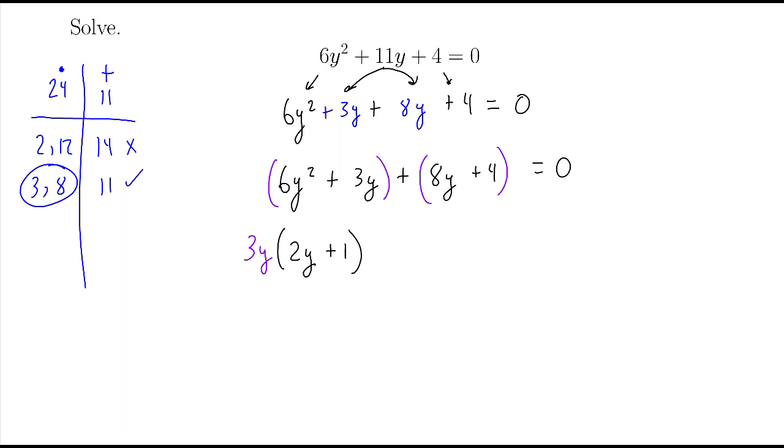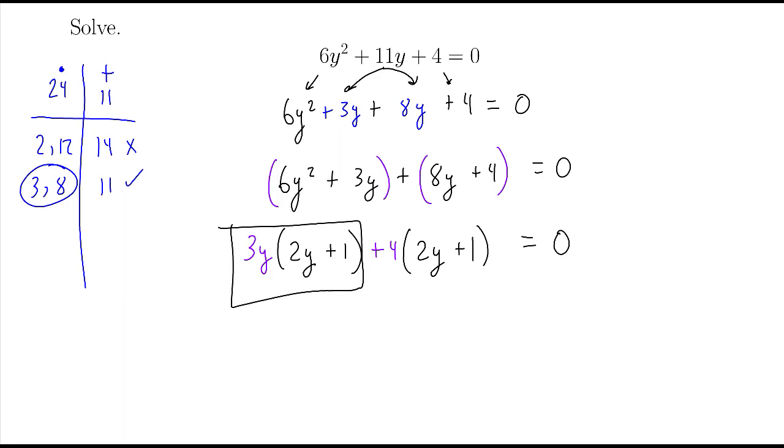Now 8y plus 4, those two terms have a common factor of a positive 4. Okay, if I divide 8y by 4, I get 2y. If I divide 4 by 4, I get positive 1. All that equals 0. Okay, the final step here, I have two terms. It's kind of harder to see it this way, but they both have a common factor. The common factor is 2y plus 1.